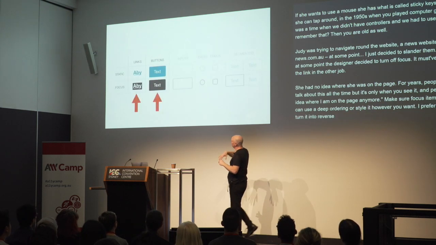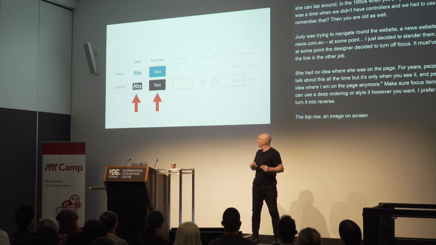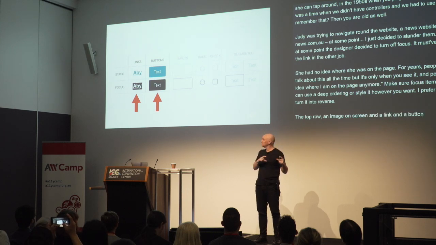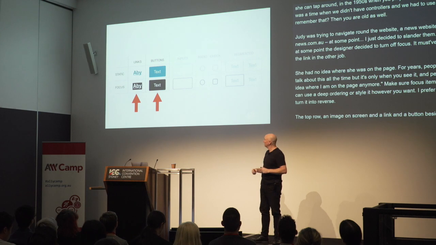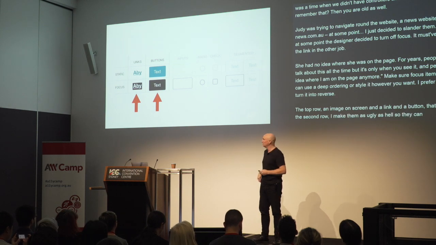So the top row, there's an image on screen, and it's basically got a link and a button beside it. That's the static state, and the second row has focus for the link and button, and I just reverse them out. So I make them ugly as hell. But that's so they can be clearly seen whenever you travel through the web page.